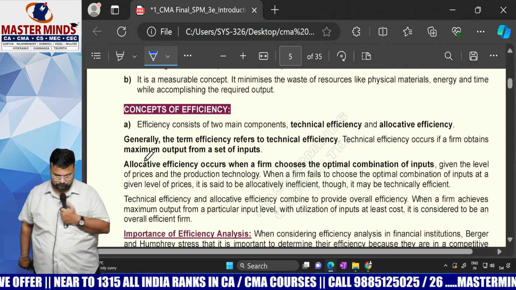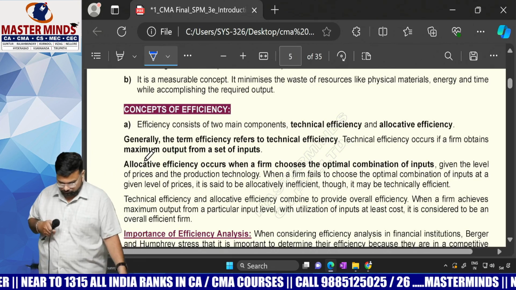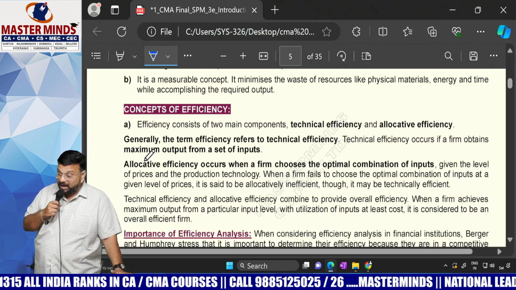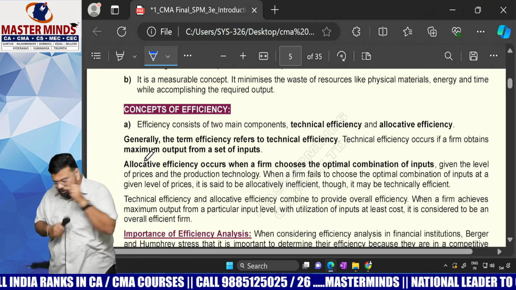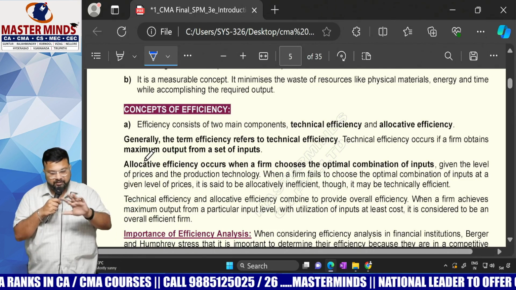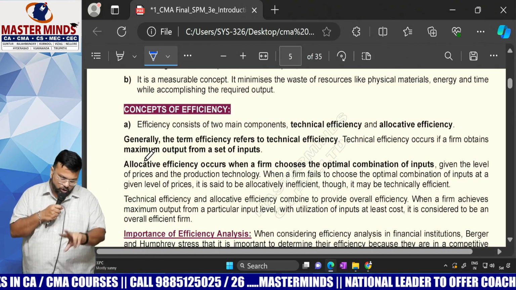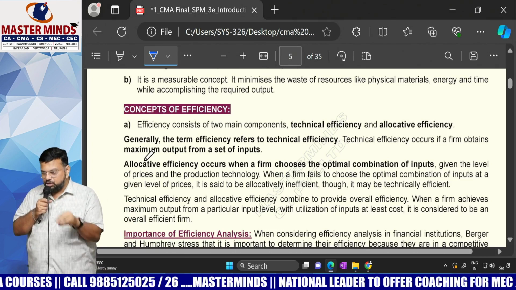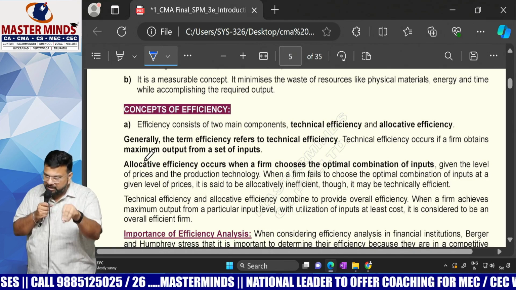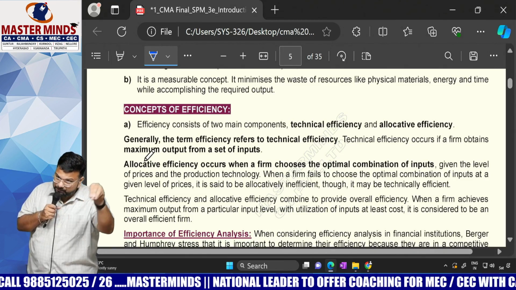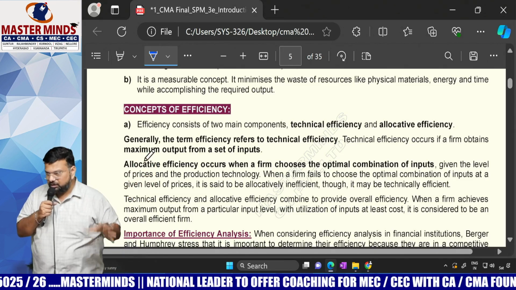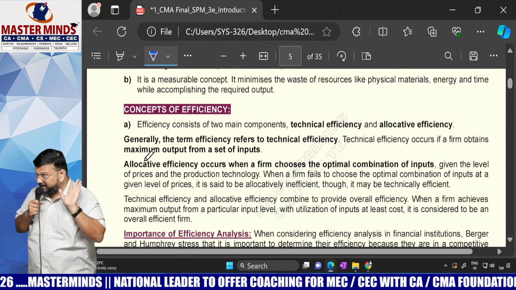Technical efficiency and allocative efficiency combine to provide overall efficiency. When these two are there, then only can we say that we have overall efficiency. That means both efficiencies are important because resources are scarce. So we need to distribute them properly. Not only that, we have to utilize them properly. Distribution, allocation, utilization, technical. We are concerned about both types of efficiencies.